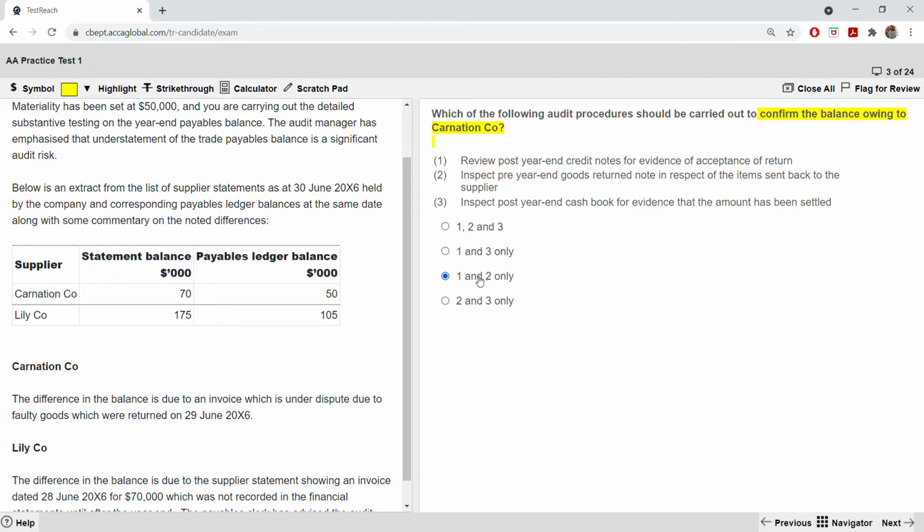Because when you want to confirm the balance, what does it mean? It means whether the liability exists or not at that year end.